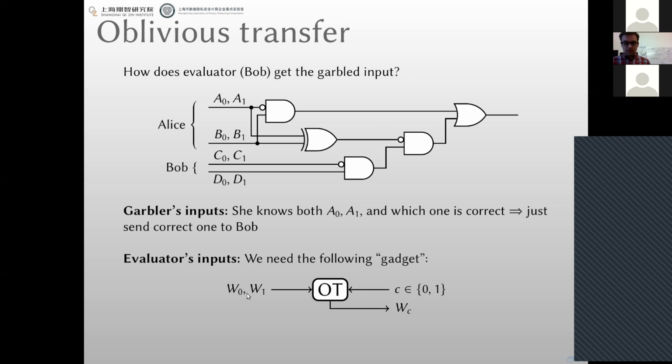So this is called oblivious transfer, OT for short. If we have oblivious transfer, then we will be done with the whole protocol. I think I have a summary later, but if we have oblivious transfer, then we can let Bob learn the garbled input.